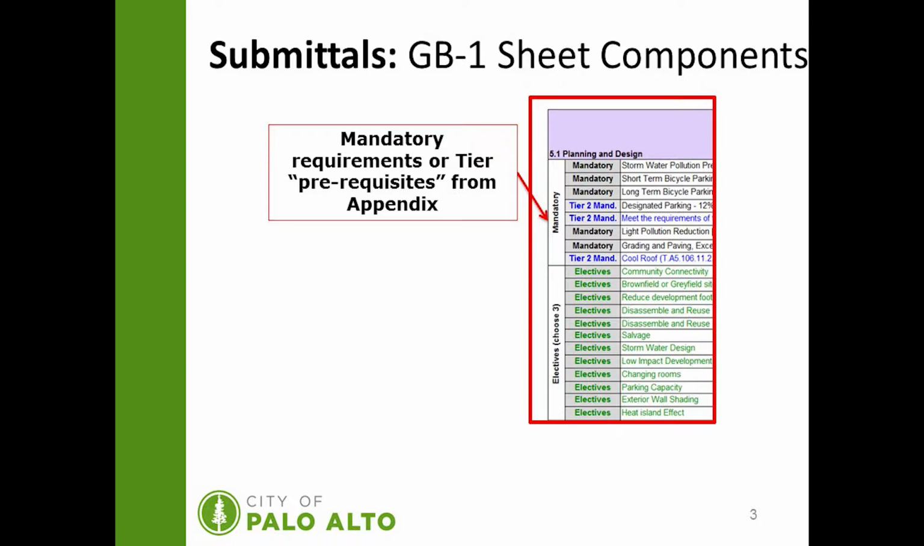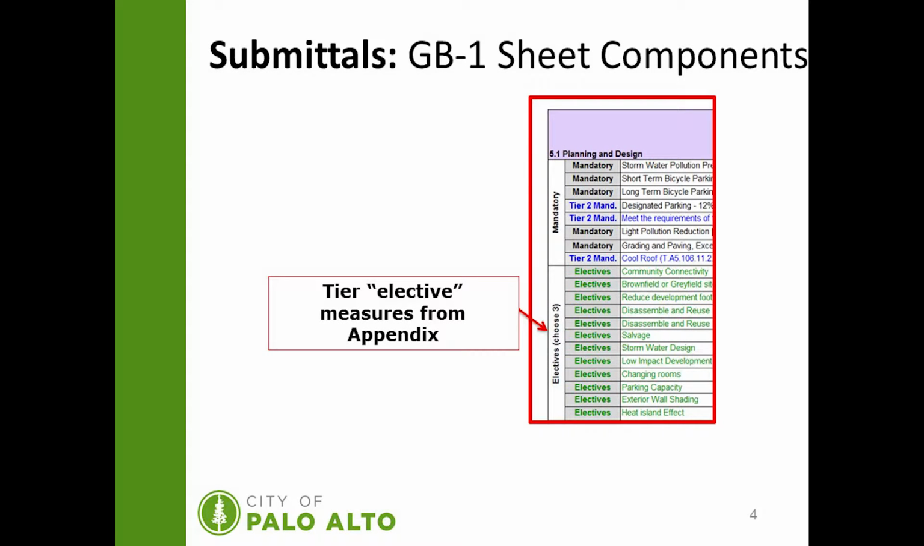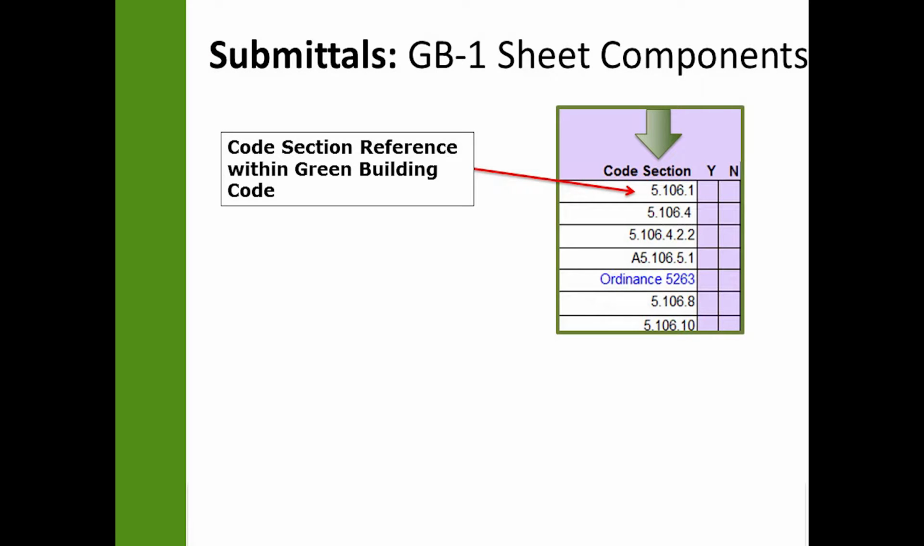So the mandatory requirements are identified on the left-hand side as mandatory, or the Tier 2 prerequisites or Tier 2 mandatory requirements from the appendix. The electives are marked also just below for each category, and the minimum number of electives is identified as well within each category. Code section reference is identified again at the top there.